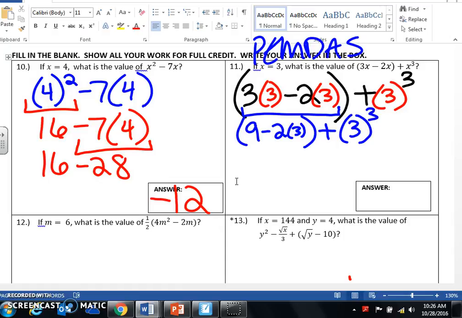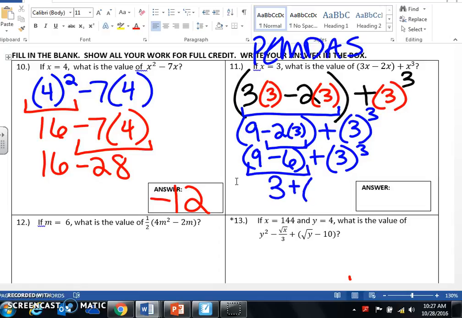I still got parentheses. So within parentheses, negative 2 times 3 is a negative 6. Still got parentheses. 9 minus 6 is 3. Okay, done with parentheses. Now I go to exponents. 3 cubed is not 9, ladies and gentlemen. It is 3 times 3 times 3. Once again, check it in your calculator, but 3 times 3 times 3 is a positive 27. And then 3 plus 27 is 30.